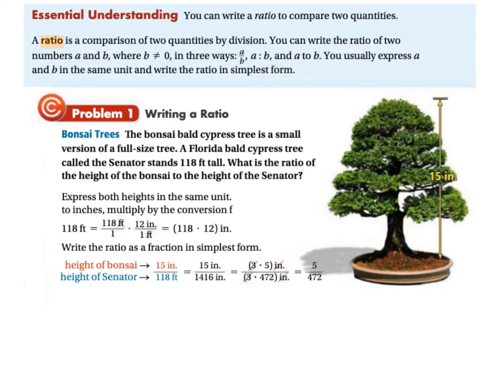Notice that the units cancel out as well. Okay, same top and bottom, they cancel out. So you simplify it down to a ratio of 5 to 472. Neat.